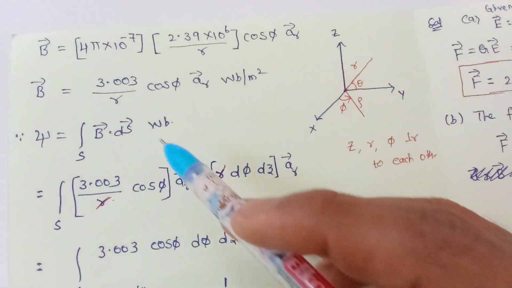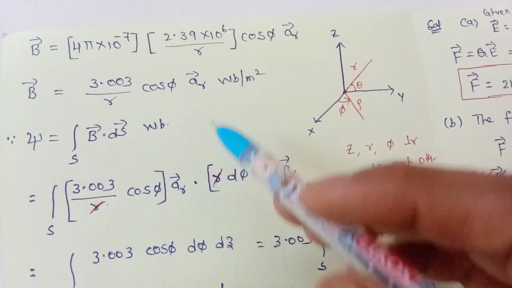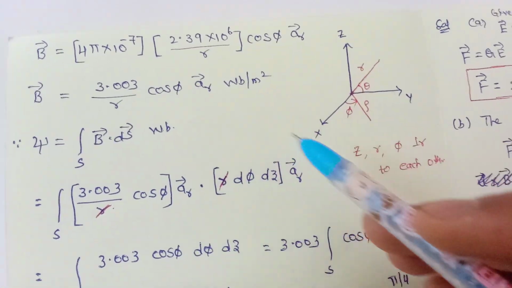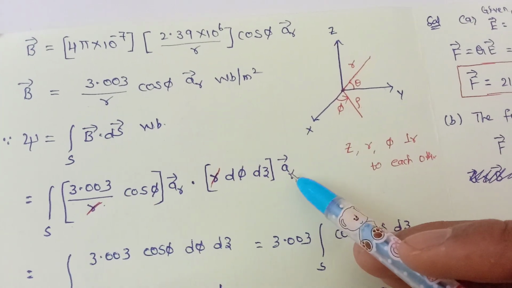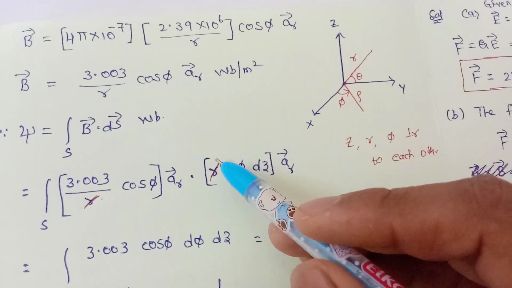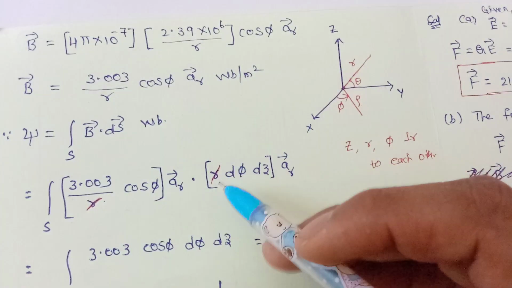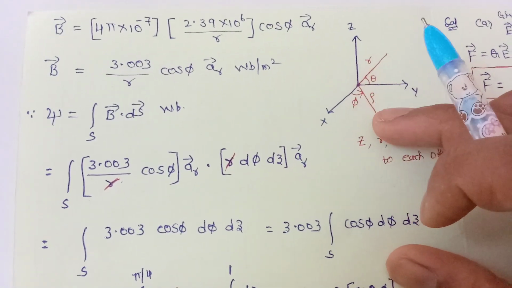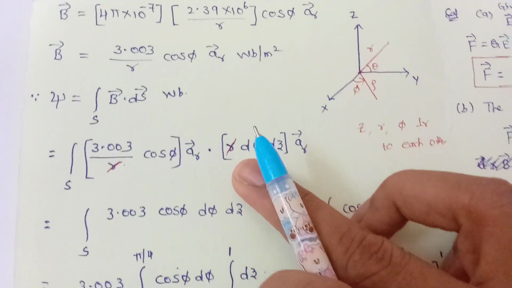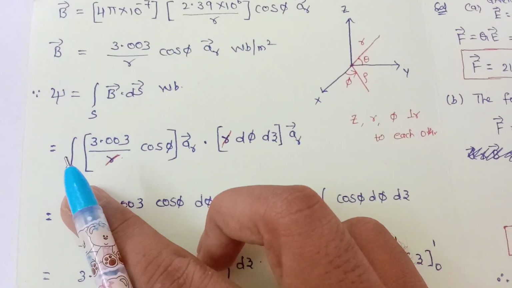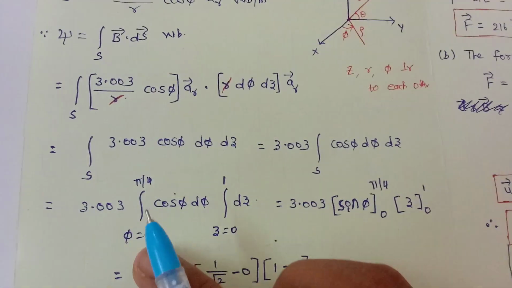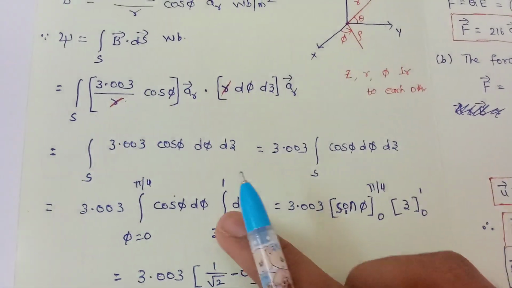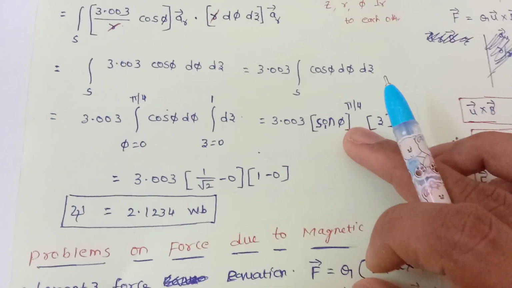As it is, easily. Then dS bar, this is a very interesting point. Since it is in the AR direction, I have to consider this as the AR direction. Actually I have to consider this as rho d phi, but it is a spherical coordinate system, therefore I am going to take the radius r instead of rho. Is it clear? Don't be confused here. Then after evaluating this surface integral into two integrals, phi is equal to 0 to pi by 4, then z is equal to 0 to 1. After evaluating this, we have this.